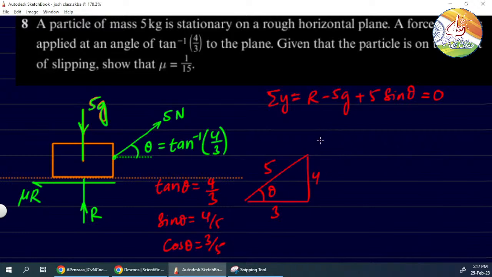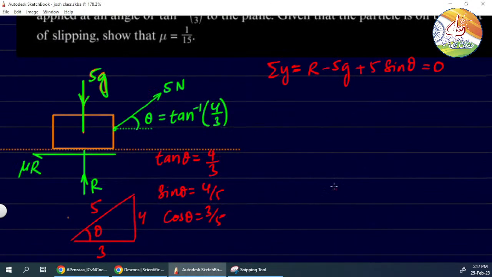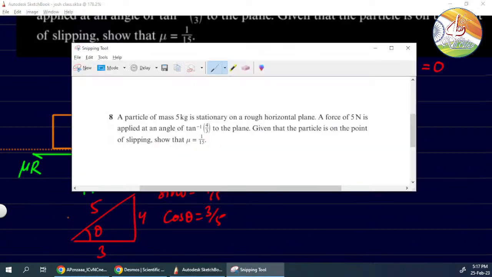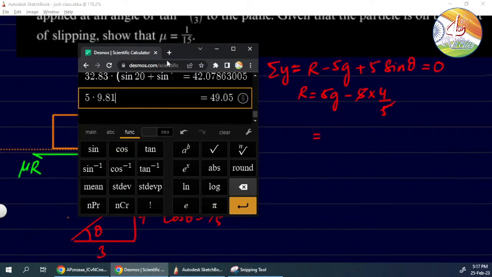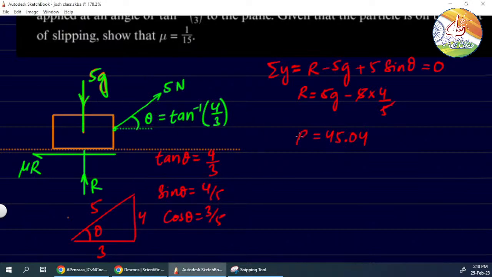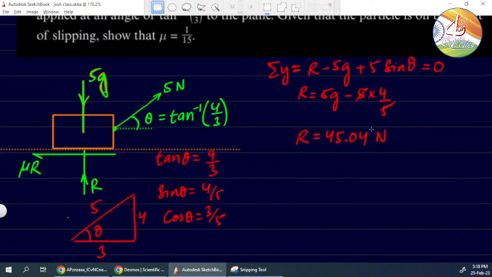So knowing these values, we can start solving it. Sine theta is 4 by 5 now. So R will be equal to 5g minus 5 into 4 by 5. 5 and 5 cancel. We get 5g minus 4. So 5g minus 4, do the calculation. 5 into 9.81 minus 4, 45.05. R is 45.05 newtons. Correct?